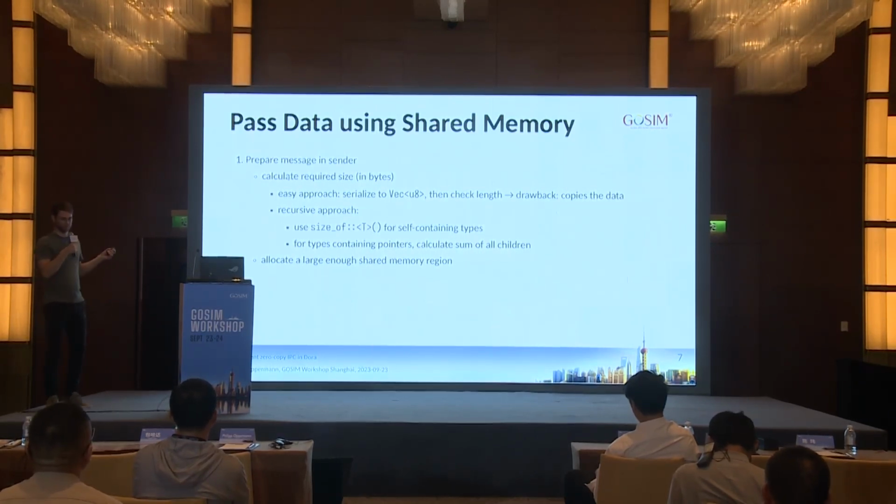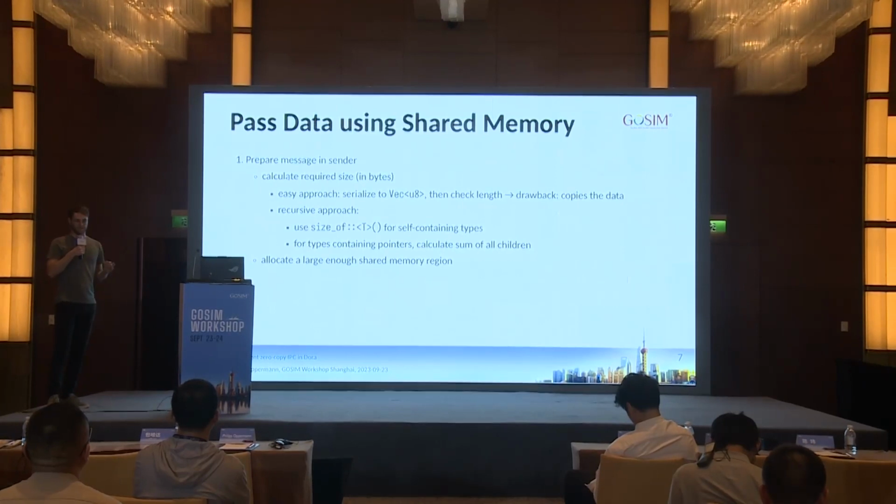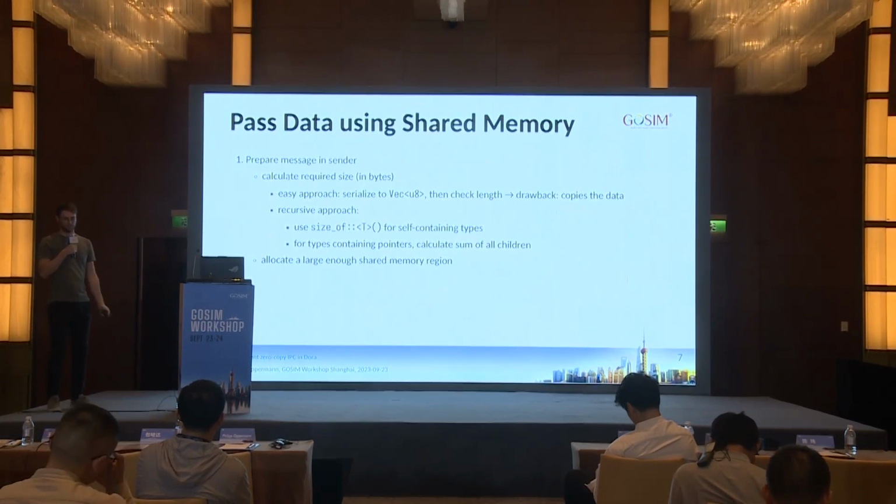So it's better to use a recursive approach, and basically the idea is that for self-contained types, we can just take the size of the type. And for types that contain pointer data, in addition, we need to sum up all children, like everything that is referenced and lives somewhere else. And then we know the size of the shared memory region that we need, and then we can do the actual allocation.